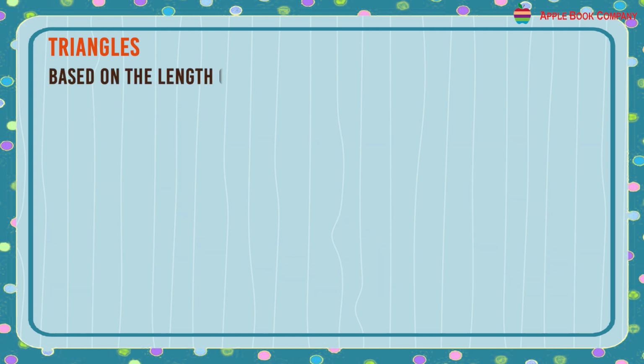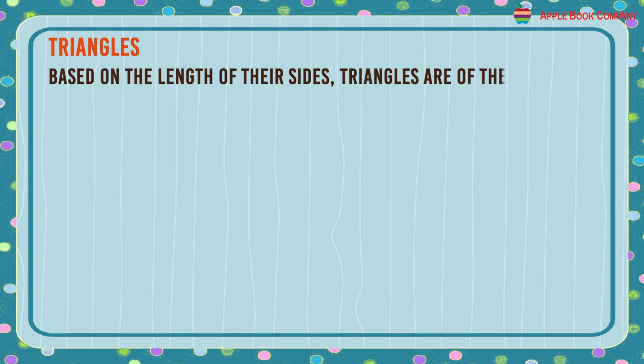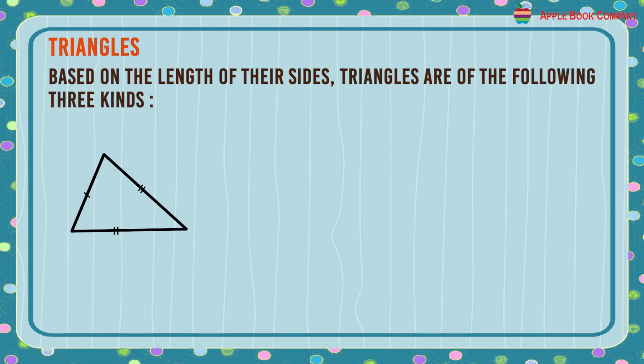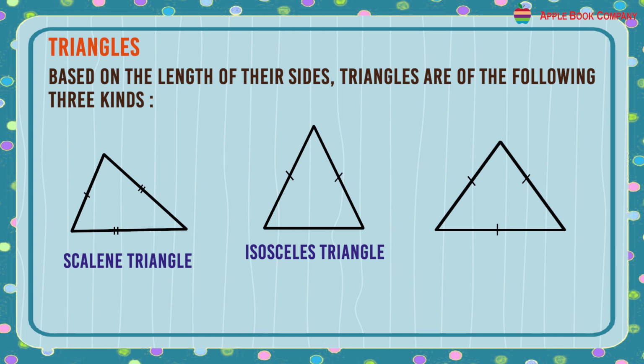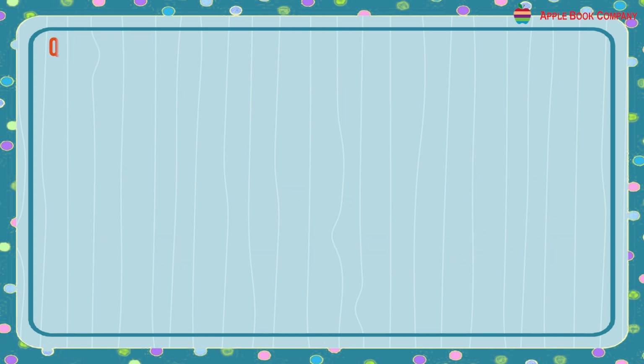Based on the length of their sides, triangles are of the following 3 kinds. If all the sides of a triangle are of unequal length, it is a scalene triangle. If 2 sides of a triangle are equal, it is an isosceles triangle. If all the sides of a triangle are equal, it is an equilateral triangle.